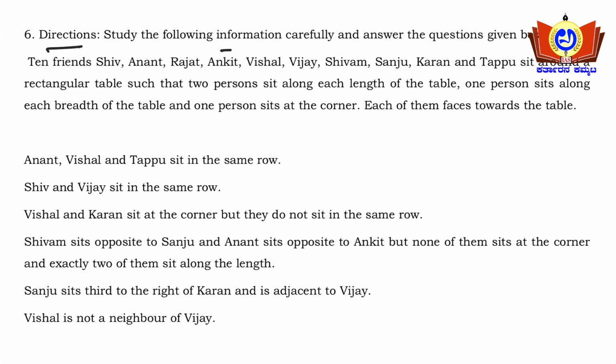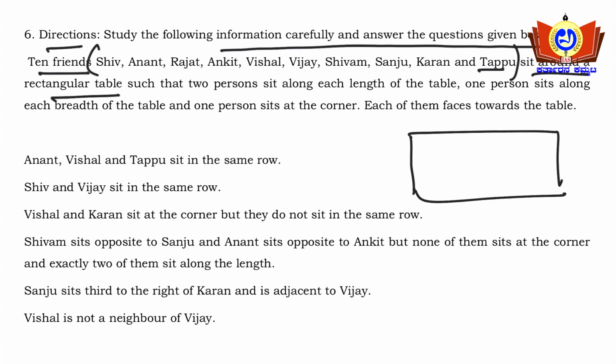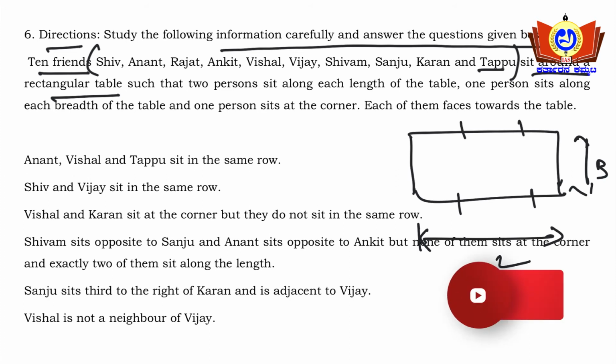Directions: study the following information carefully and answer the questions given below. There are 10 friends: Shiv, Anant, Rajat, Ankit, Vishal, Vijay, Shivam, Sanju, Karan and Tappu, who sit around a rectangular table such that 2 persons sit along each length. That means length is this one, right? So this is length here and this is breadth here. So 2 persons sit along each length of the table.